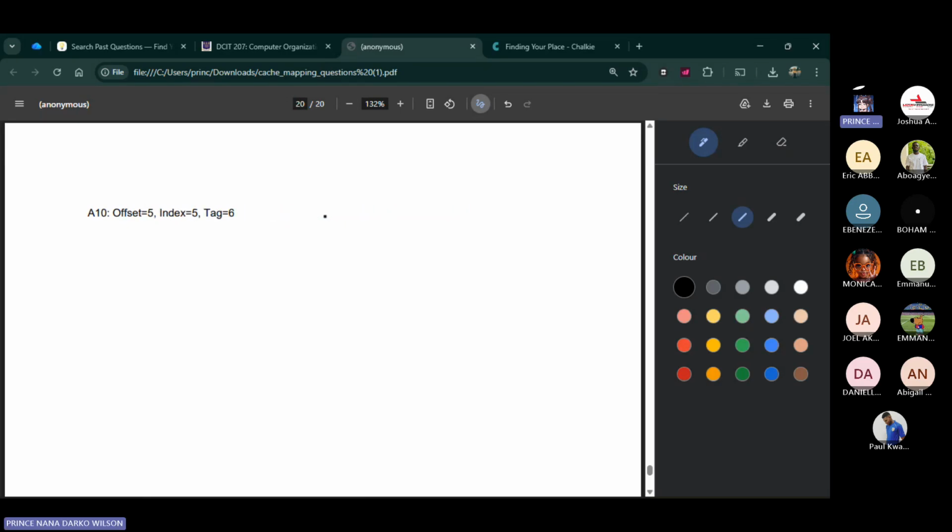All straightforward. So I wanted to see if there was one that was a little tricky to tackle. Okay, tackle this one and see.